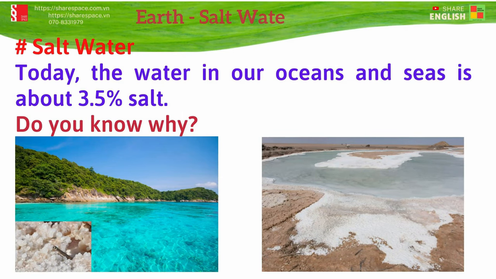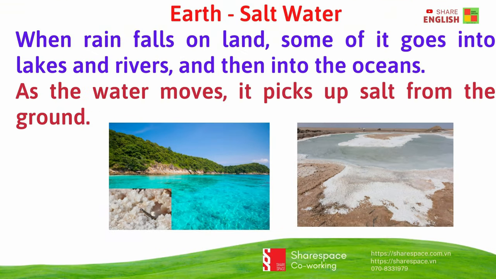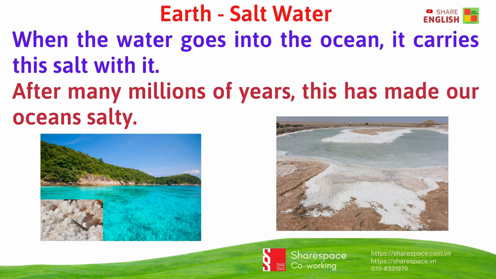Salt water. Today, the water in our oceans and seas is about 3.5% salt. Do you know why? When rain falls on land, some of it goes into lakes and rivers and then into the oceans. As the water moves, it picks up salt from the ground. When the water goes into the ocean, it carries this salt with it. After many millions of years, this has made our oceans salty.